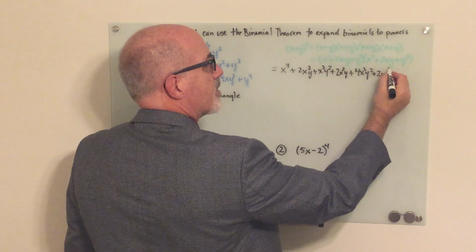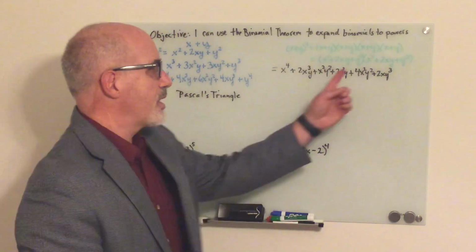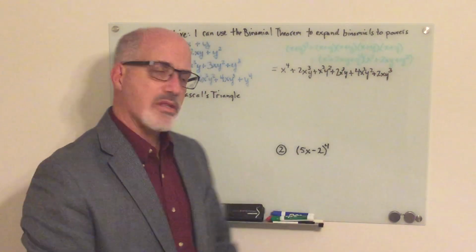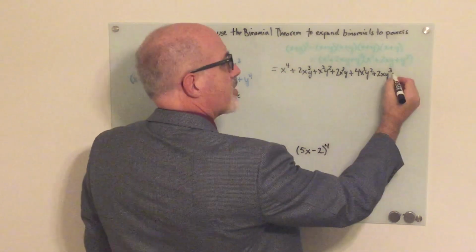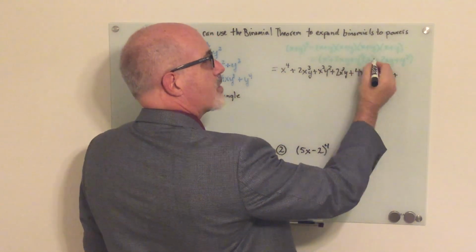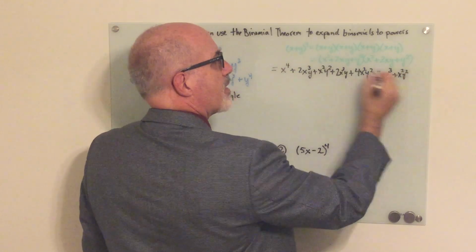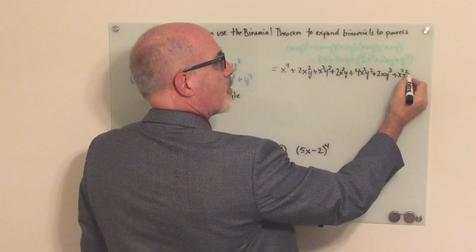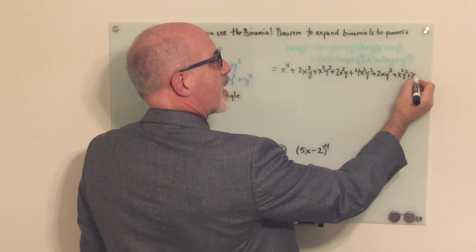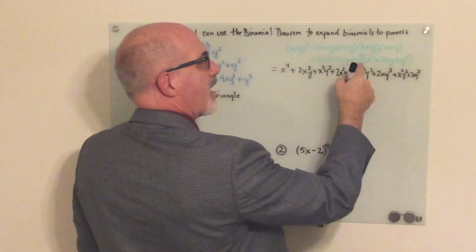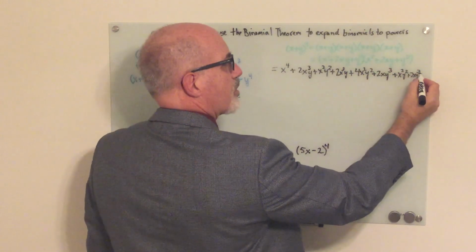And now let's take the y squared times each of those to distribute through. So y squared times x squared is x squared y squared. Y squared times 2xy is 2xy cubed. And lastly, y squared times y squared is y to the fourth.